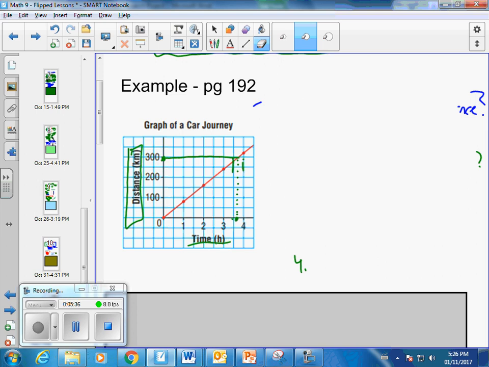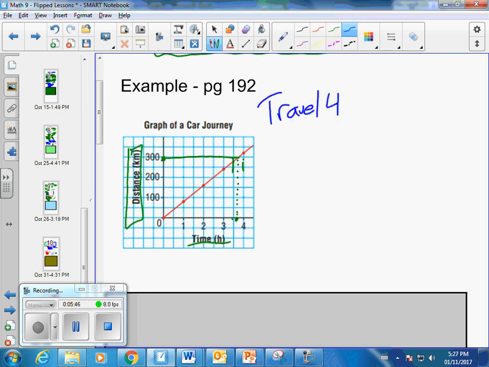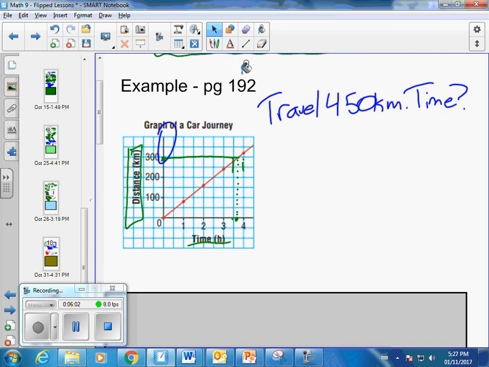What if, and this is where we have to make sure that we're doing our graph skills, what if they ask us to travel 450 kilometers and they want to know how long that's going to take? We have a problem. I don't have a 450 on this particular side of the graph. So what I have to do is basically extend this line up as best I can.